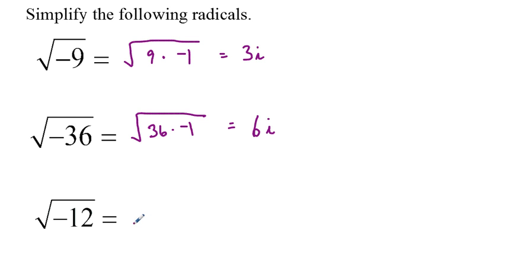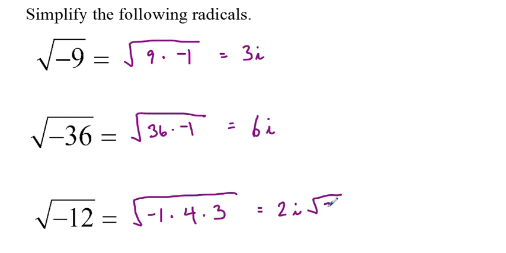When we have a problem like before, and I'll just write the -1 first, and then I remember that 12 is 4 times 3. So the square root of -1 is i. Square root of 4 is 2. We usually write that out front, so I'm going to write that here. Square root of 3 is root 3, and so we can rewrite square root of -12 as 2i root 3.